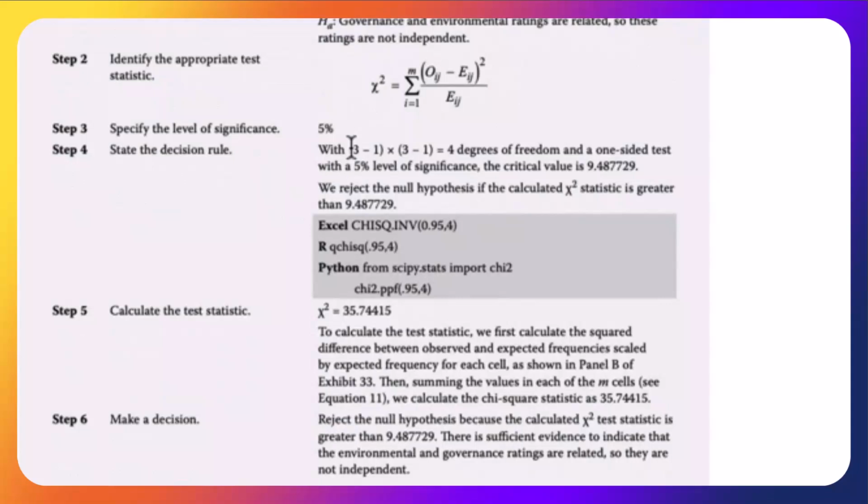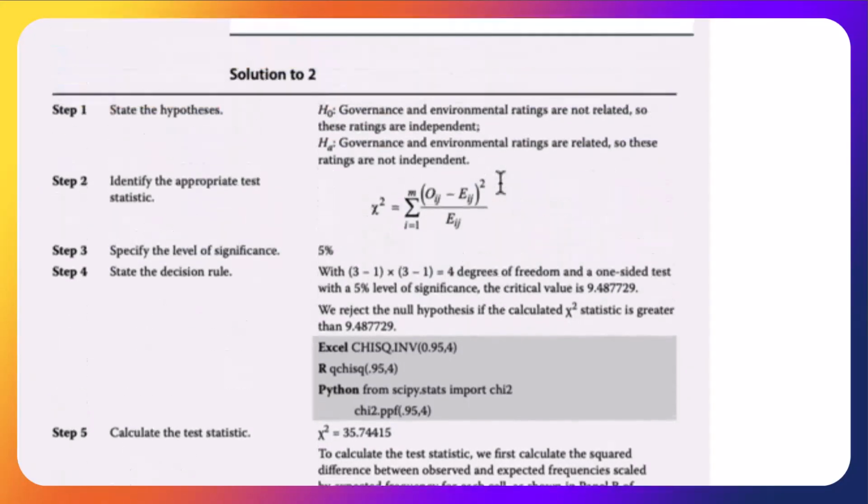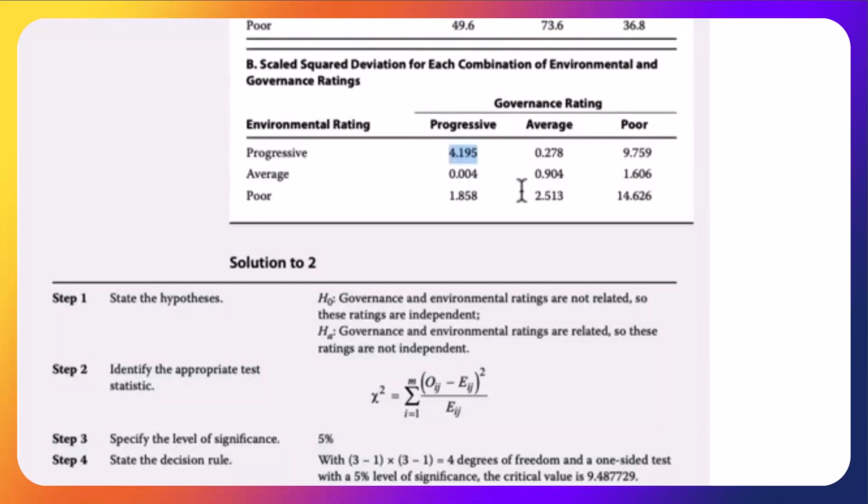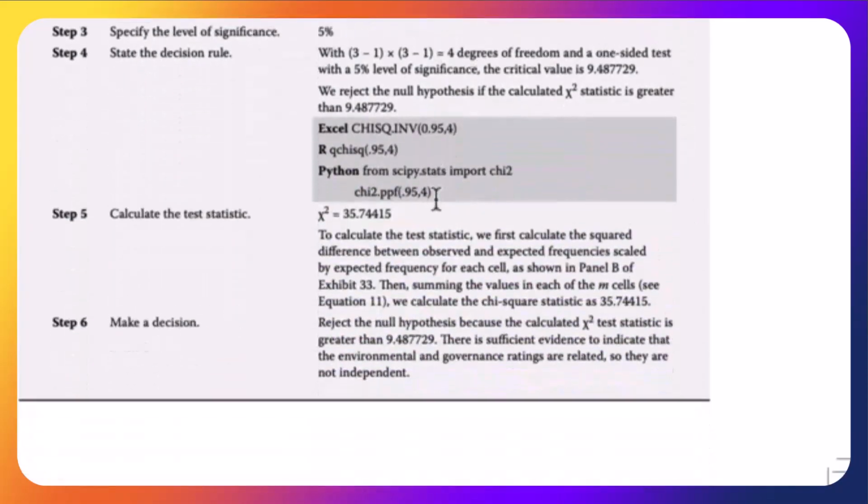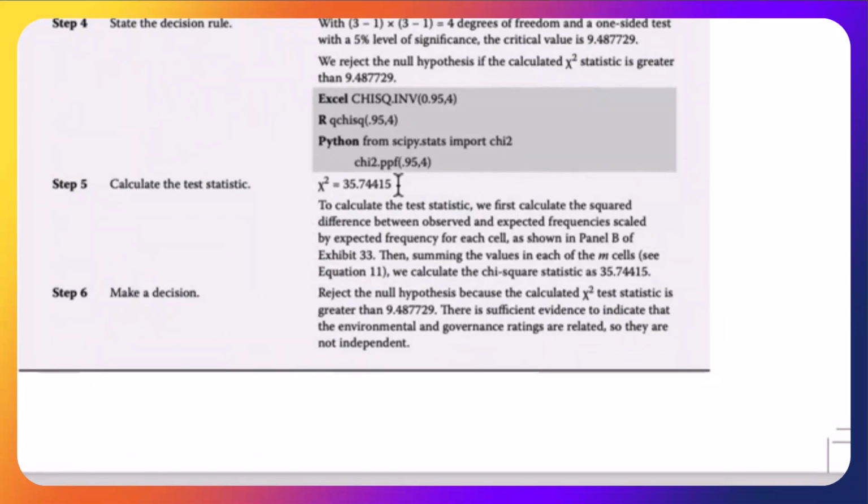State the decision rule. We have a 3 by 3, so it's 3 minus 1 times 3 minus 1. We have 4 degrees of freedom. It's a one-sided test, 5% level of significance. Here is our Excel function call, 0.95 and 4. And you will get a critical value of 9.487729. All we have to do is add up all of these numbers in this table. We get 35.74415. Way larger. It's way further in the right tail than 9.48.